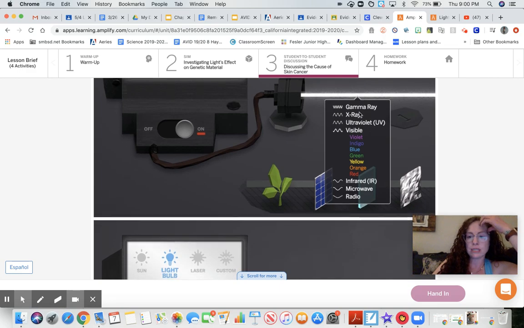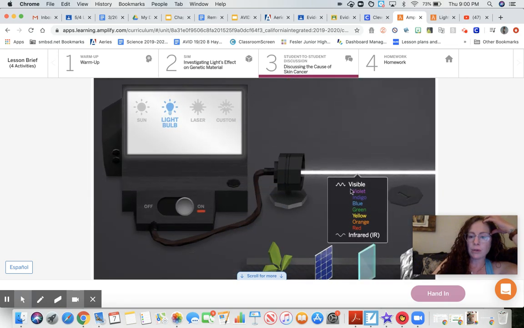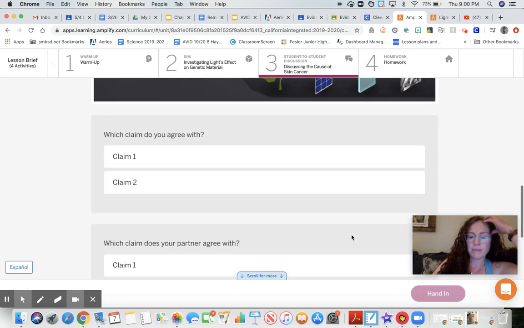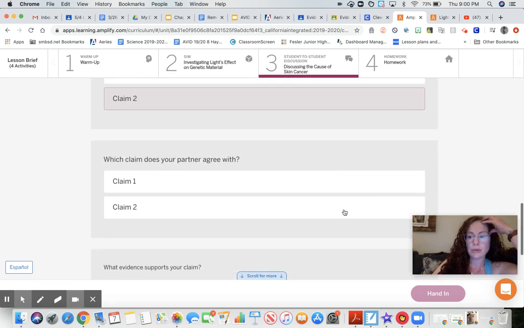A few of you also did tell me gamma and X-ray. Those are true. Those do cause cancer. We just don't get it from being out in the sun because those don't reach Earth's surface. And a lot of you figured that one out. So how we use an X-ray machine is different. We'll talk about that later. The light bulb only had visible light and infrared. So that means it's not claim one, it was claim two.